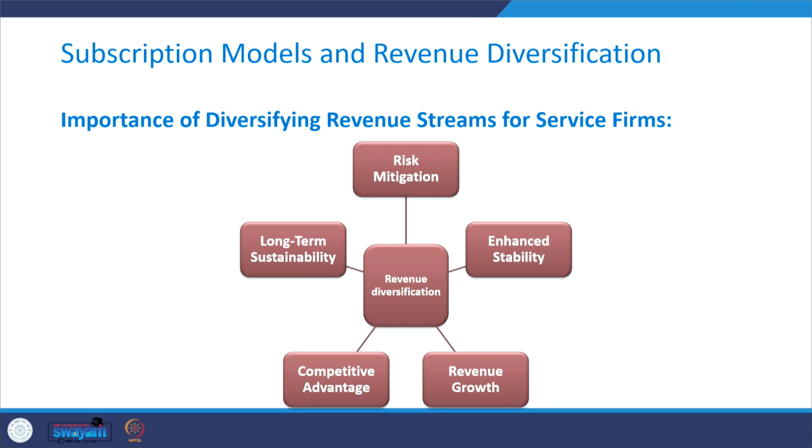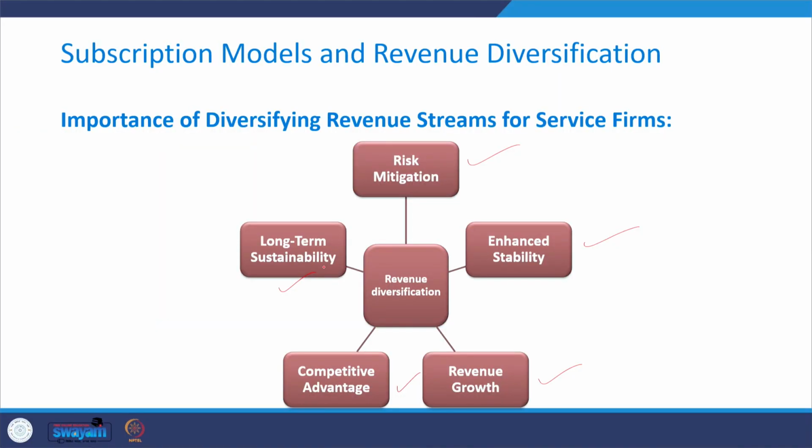There are 5 reasons why a firm or a service firm should go for diversification of revenues. These are risk mitigation, enhanced stability, revenue growth, competitive advantage, and long-term sustainability. Let's discuss these one by one. First here is risk mitigation.